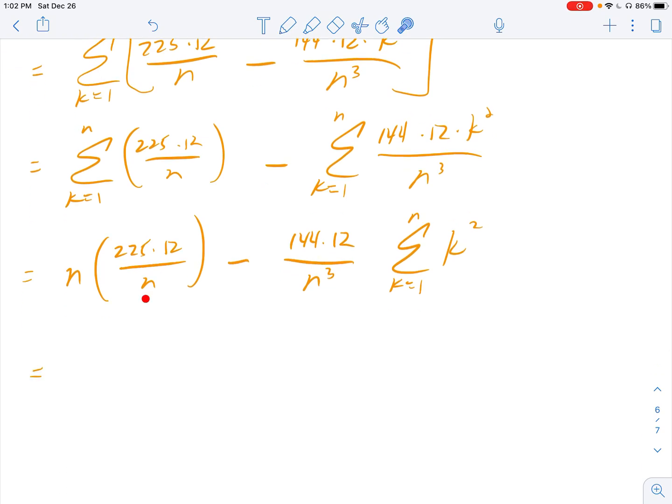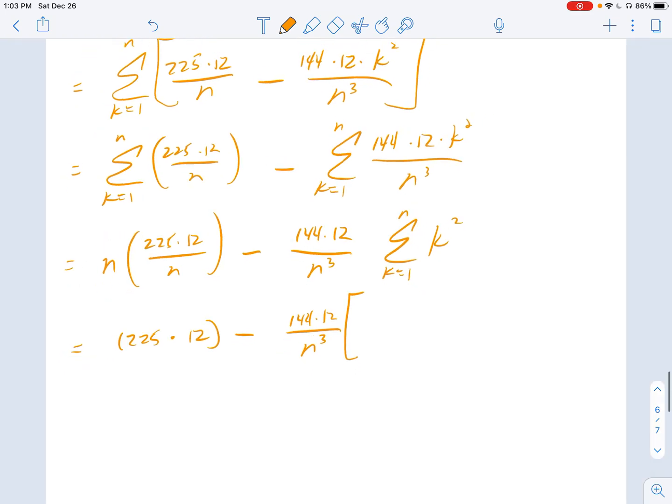Over here, we'll notice the n's cancel. So I have the number 225 minus 12. At some point, I'll need to compute that, 225 times 12, but right now I'm being lazy. Here I have 144 times 12 over n cubed.